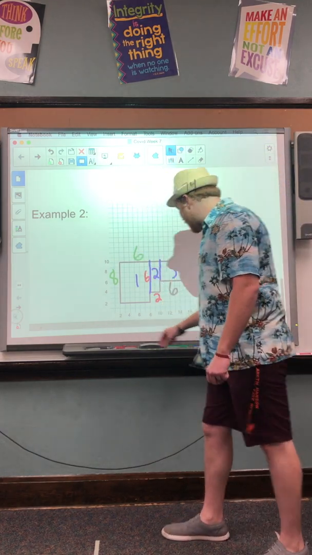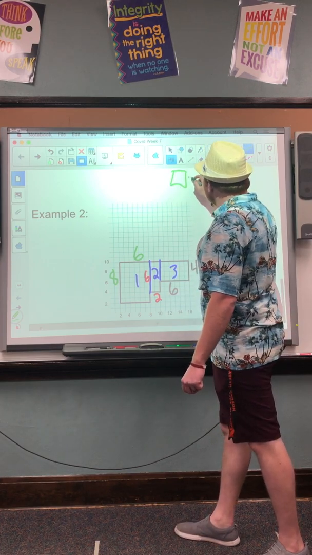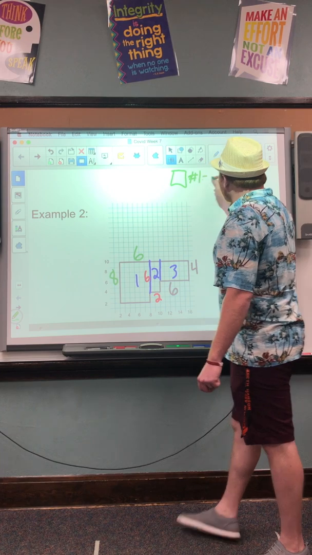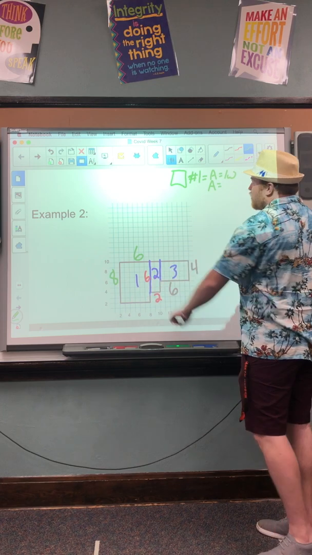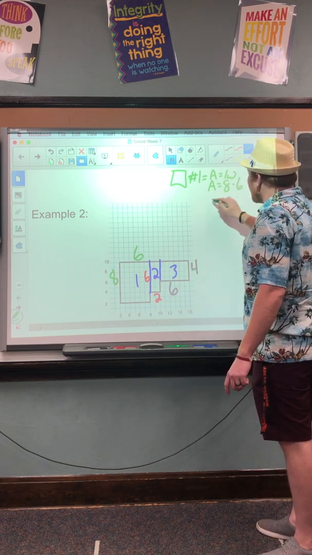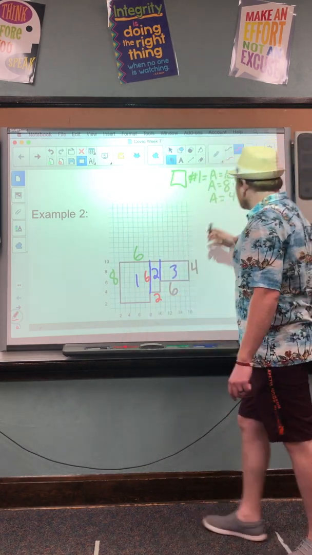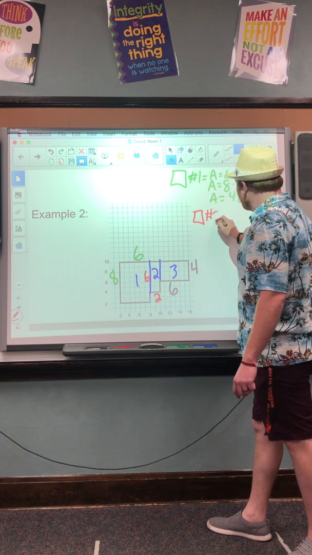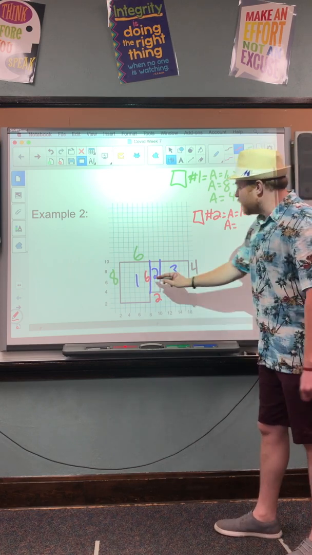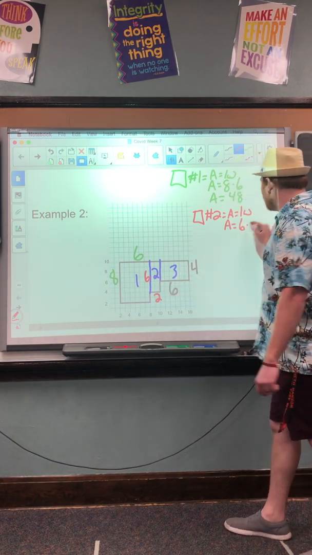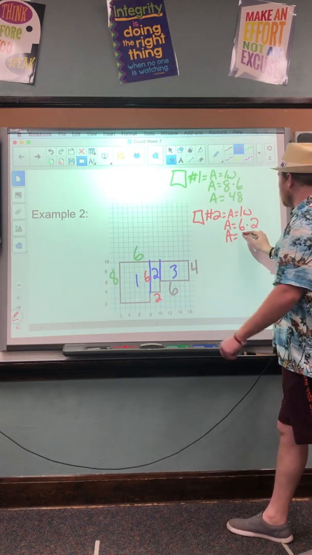Alright, so now let's look at rectangle number 1. And I'm going to use, this one will be green. So rectangle number 1. Again, area equals length times width. The length for rectangle number 1 is 8. Width is 6. So 8 times 6, you get 48. Okay? Rectangle number 2. Area equals length times width. The length would be 6. Width would be 2. It would be 6 times 2, which is 12.